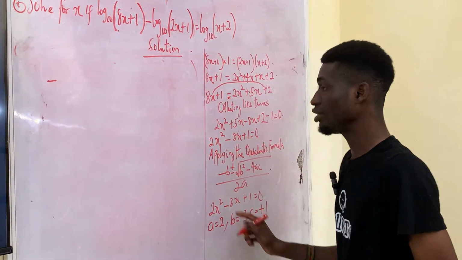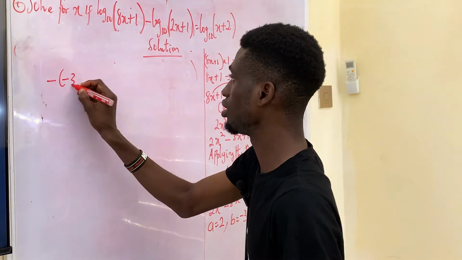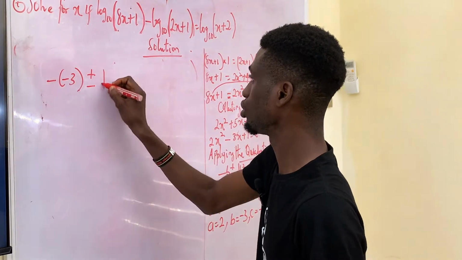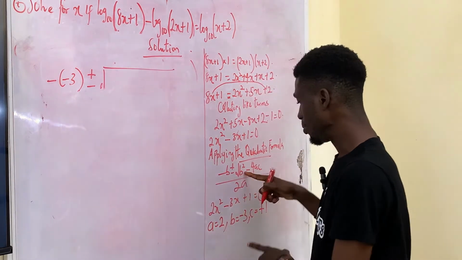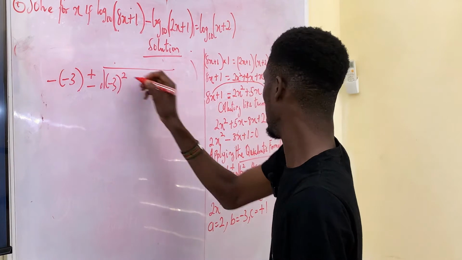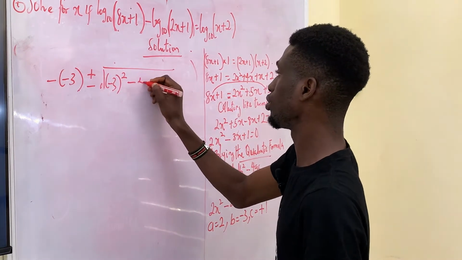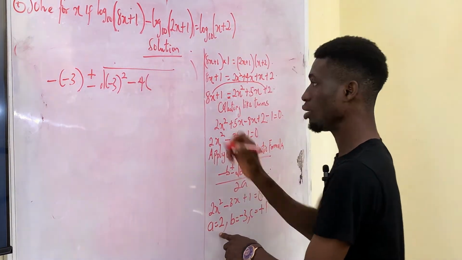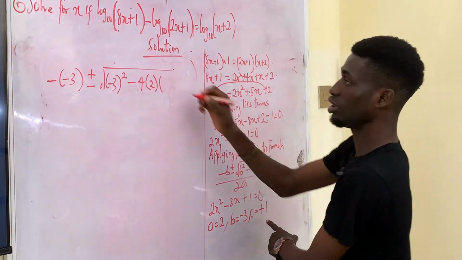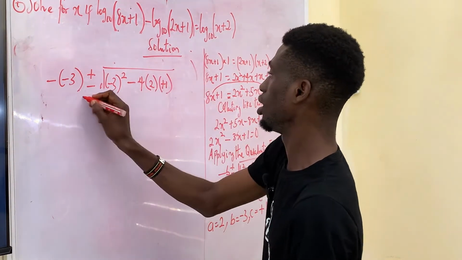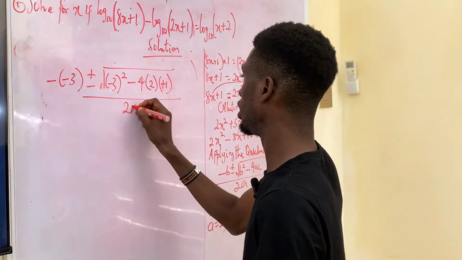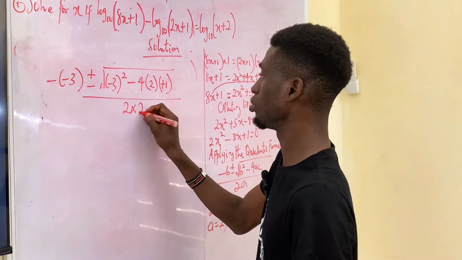then my B, I have it as what? -3. And don't forget I have plus or minus square root of my B is still the same as what? -3 squared minus 4 multiplied by my A, which is 2, multiplied by my C, which is +1. Everything is over 2 multiplied by 2.